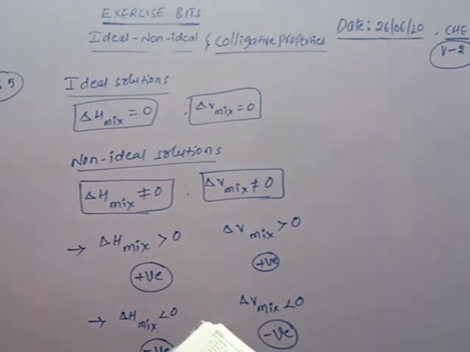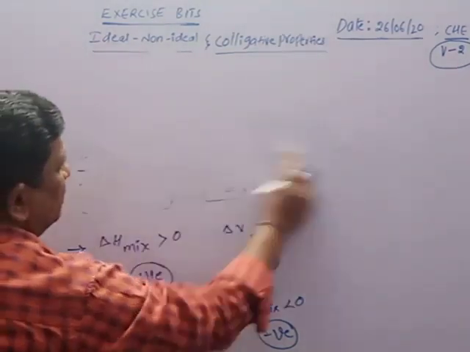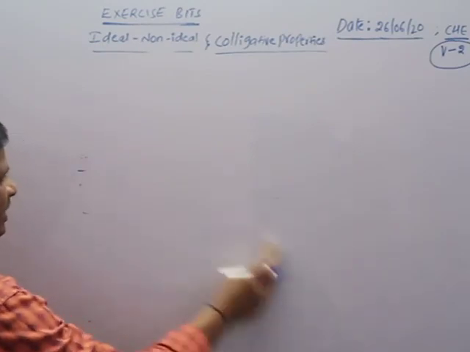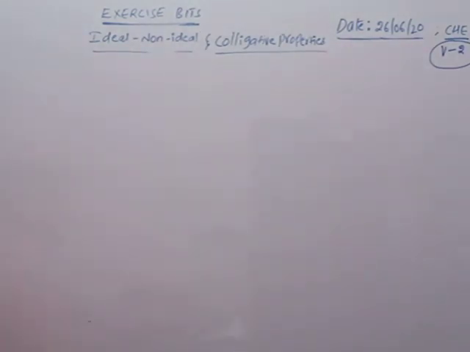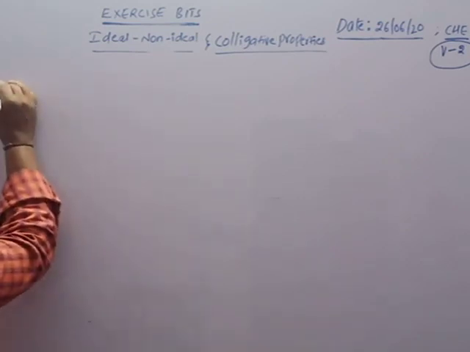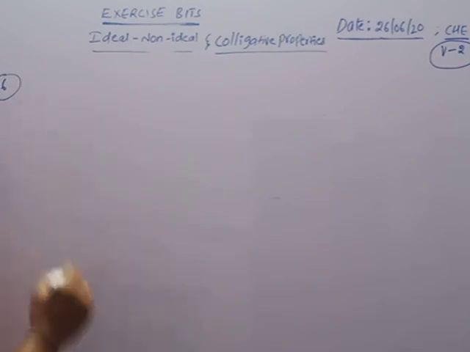Now bit number 36. Among the following mixtures, in which is dipole as the major interaction present? Dipole interactions are generally present in a mixture of liquids that does not contain any hydrogen bonding. So that is bit number 36.